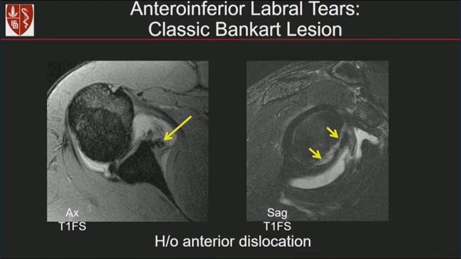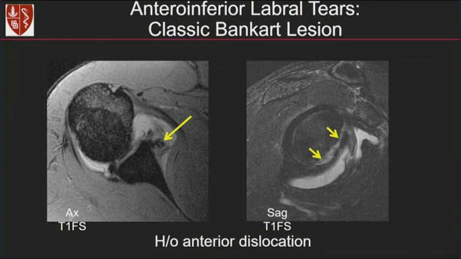Another patient, history of anterior dislocation. Now look at the antero-inferior labrum. In this case, it's medially displaced, right? And then on the sagittal image, look how nicely you can see the tear actually extends up into the antero-superior quadrant. This is an extended labral tear.